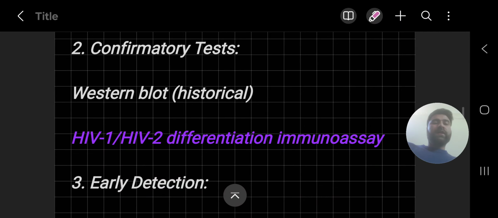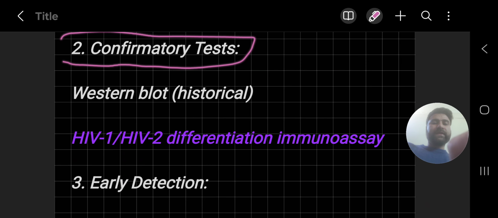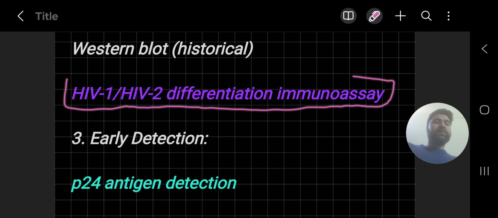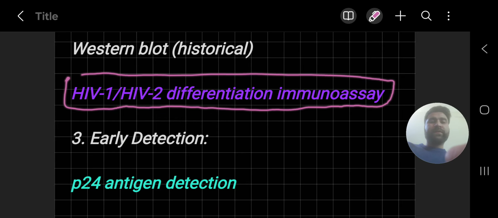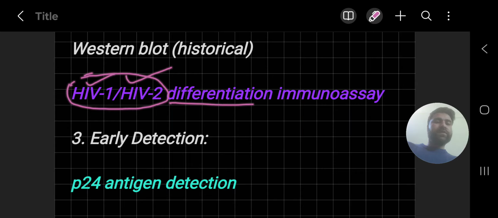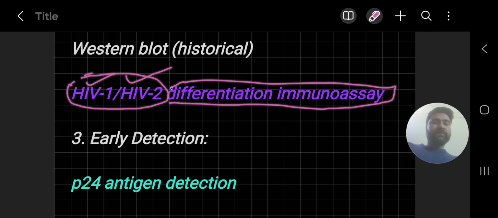Then if you are having a positive screening test, then a confirmatory test should be done. The confirmatory test we mostly do is the HIV1 and HIV2 differentiation immunoassay, because the screening test cannot differentiate HIV1 from HIV2. So we go for the HIV1 and HIV2 differentiation immunoassay.